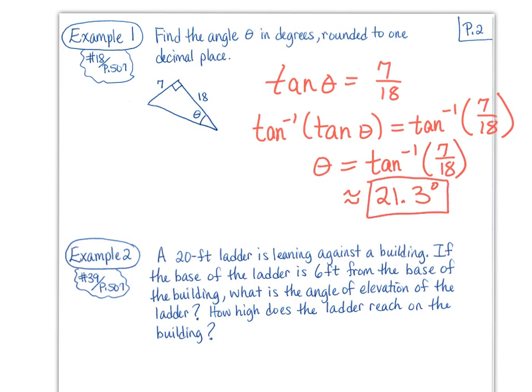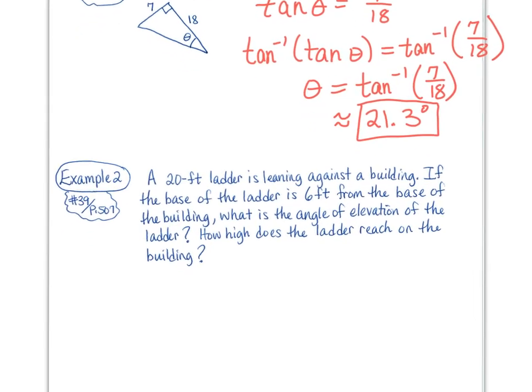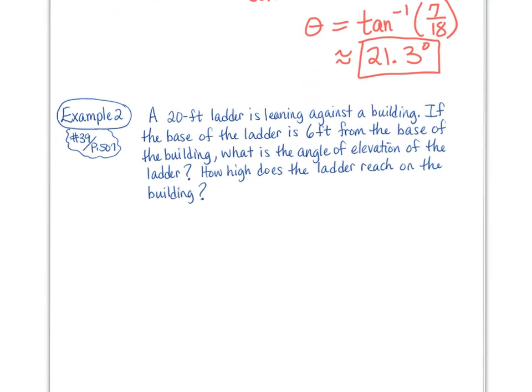Now let's look at another example. Example 2. These concepts are very important. You'll see these ideas again. A 20-foot ladder is leaning against a building. If the base of the ladder is 6 feet from the base of the building, what is the angle of elevation of the ladder? How high does the ladder reach on the building?